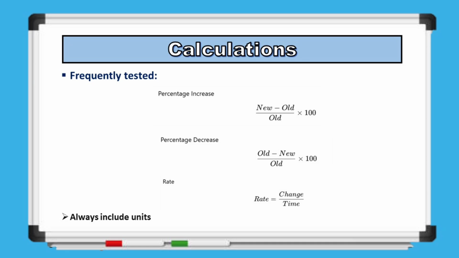For percentage decrease, first subtract the new value from the old value. Then divide the difference by the old value and multiply by 100. This gives you the percentage by which the value has decreased.